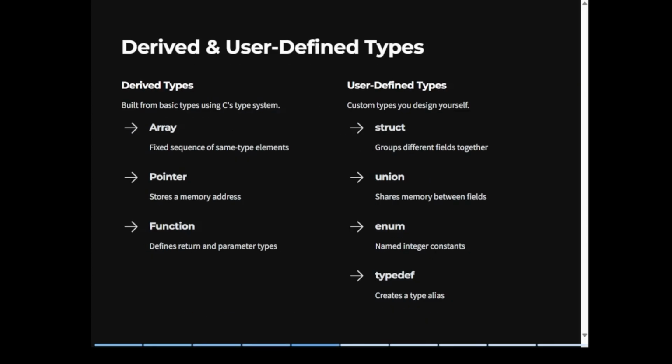So next is the derived data type. Derived data types are built from the basic types using the C system. There are three derived data types. First is the array. It's a fixed sequence of the same type of elements, nothing but an array. Then pointer and function. User defined data types means the user defines that data type. First is structure, union, enum, and typedef. So these are the data types.